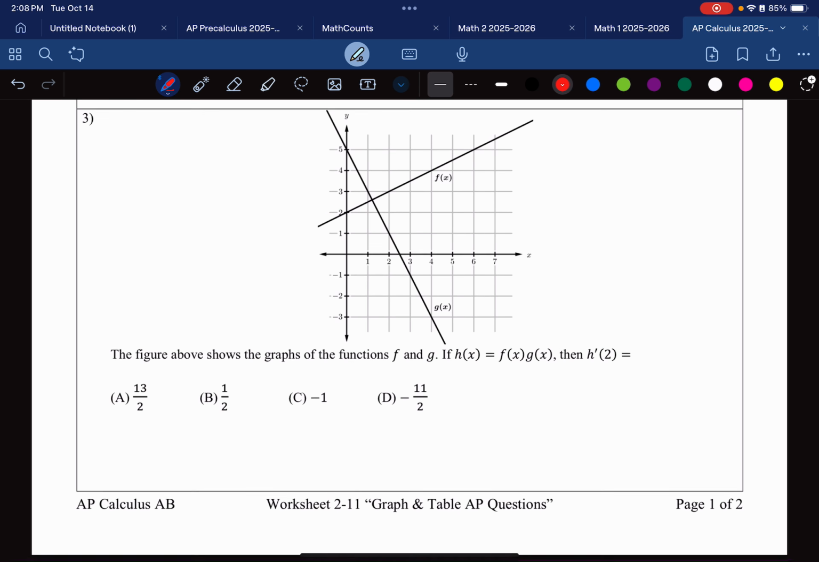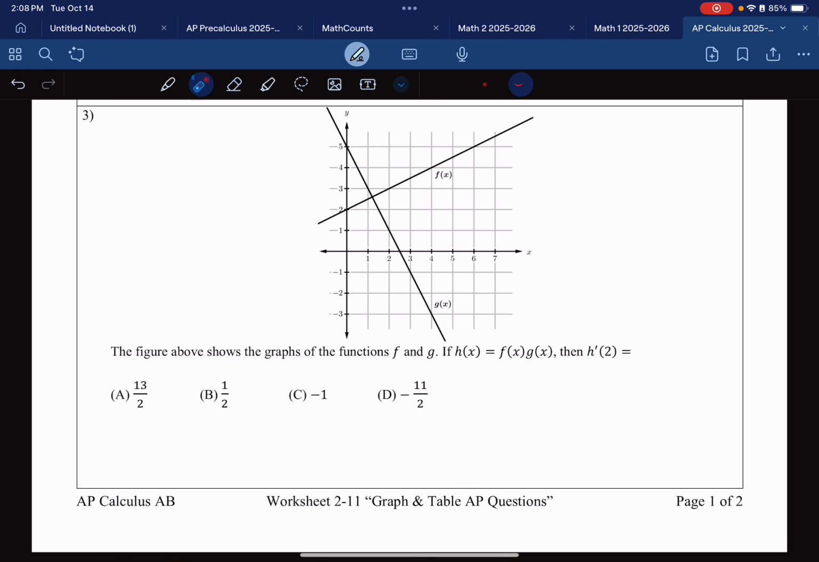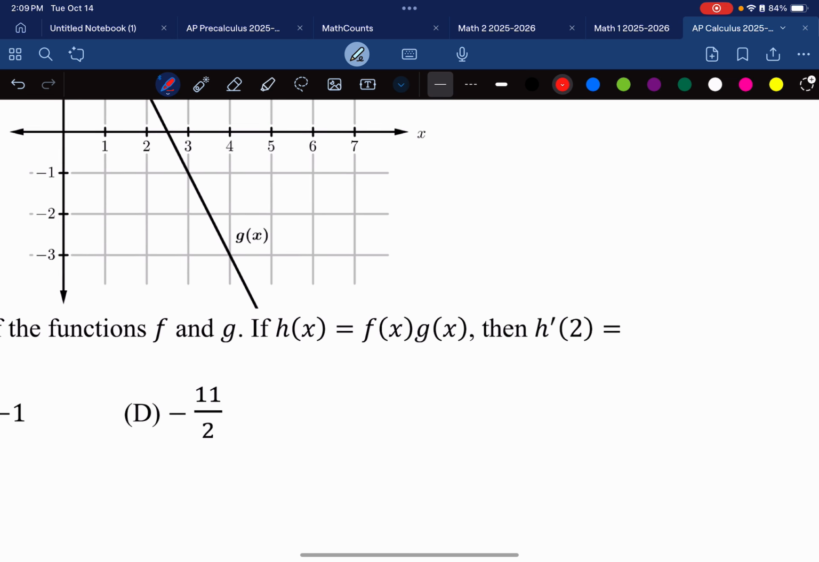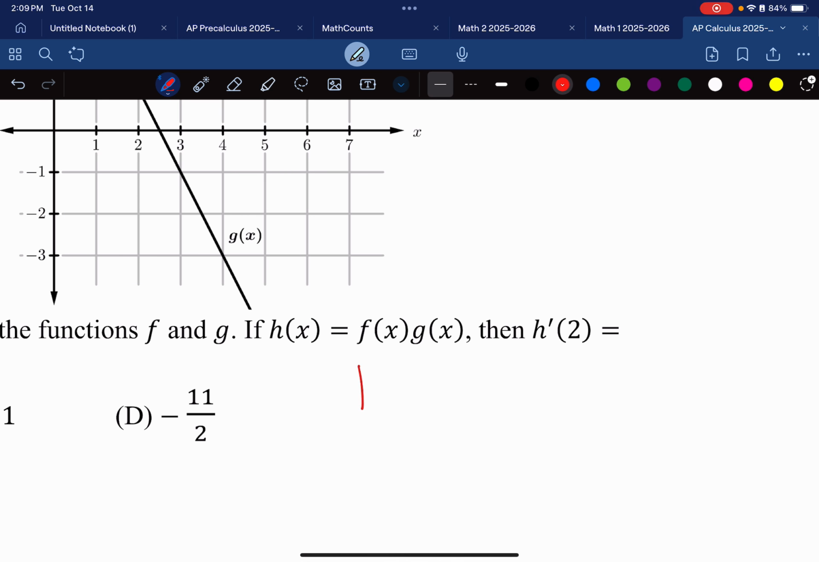What about number 3? Okay, so I'm looking for h prime of 2. I immediately jump to the question. I see there's a graph. That's great. Let's see what the question is asking. H prime. Okay, I have to figure out what h is defined as. Oh, h is defined as this function times this function. Two functions being multiplied by each other is product rule.